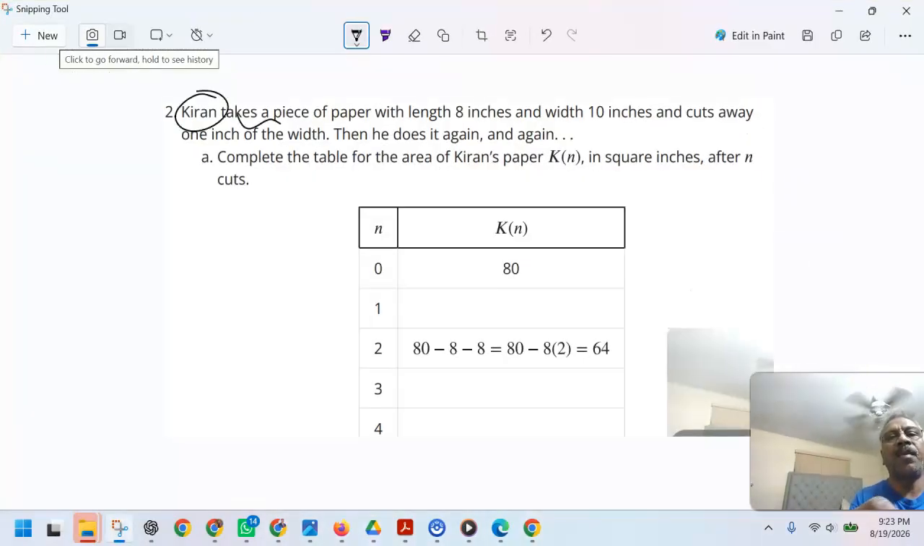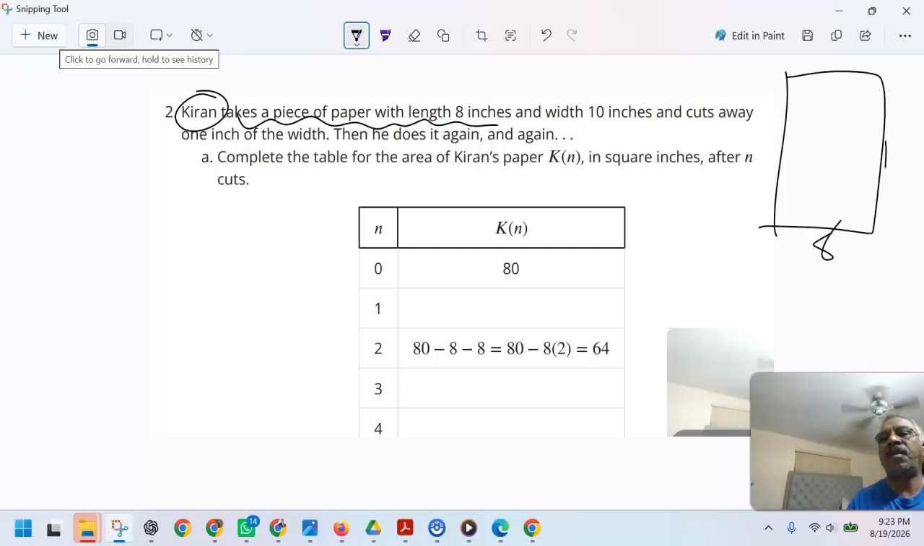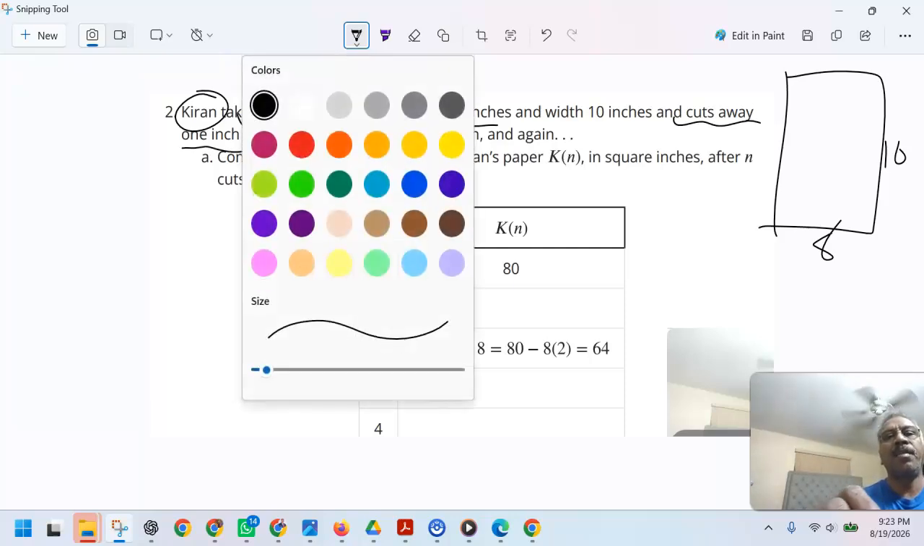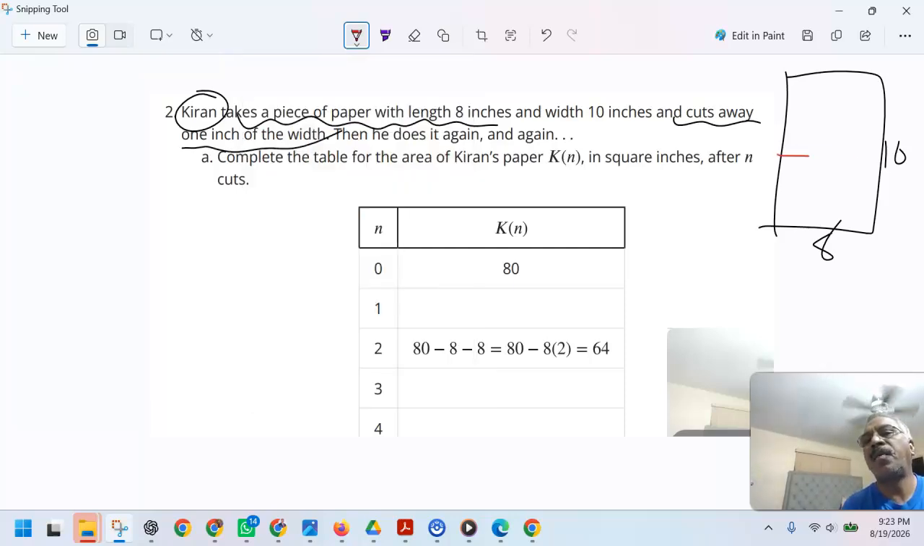So Kiran takes a piece of paper, 8 by 10, same thing. But this time he cuts away 1 inch width, at the bottom piece. If this is 5, these are like 10 pieces, like this. So he cuts off this piece, see? When he cuts off this, how much is this area?